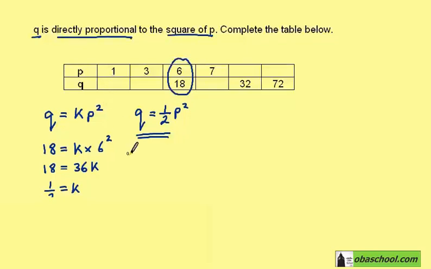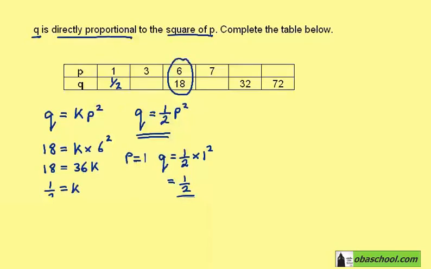So when P is equal to 1, Q is going to be 1/2 times 1 squared. A half times 1 is 1/2. So Q is 1/2, or 0.5 if we wrote it as a decimal.